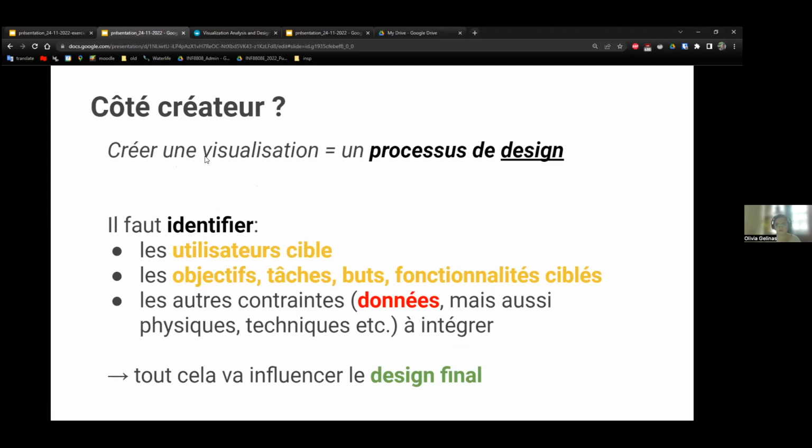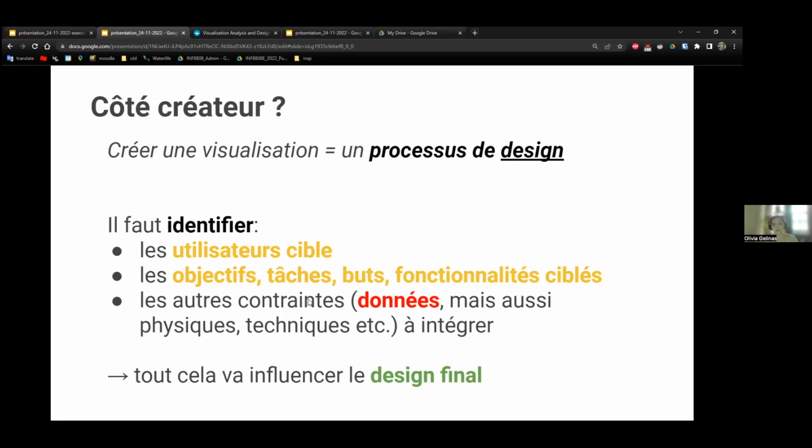So obviously, creating a visualization is not something that is done instantaneously. Generally speaking, we have to follow a design process. And so within that, we're going to see who is the target audience, the objectives, the tasks, and then the targeted things. And then also with data, it's often going to be limiting. It's not something that is easy in the data, but anything that is technical, etc.